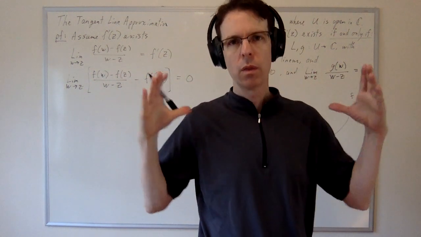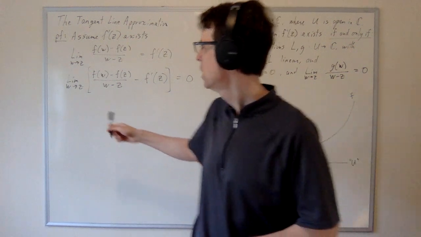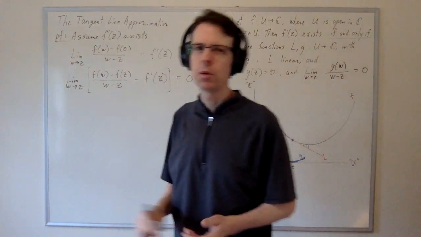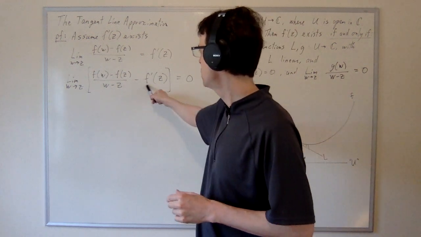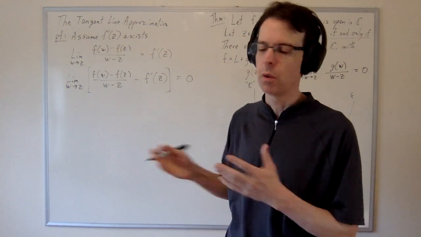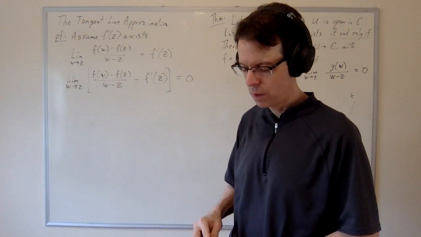It's the limit of the difference ratio minus f prime of z. I can do this because this is the limit as w approaches z, and from the point of view of that limit, this is a constant because it's independent of w. So I can move it inside the limit using the constant law and difference laws for limits.